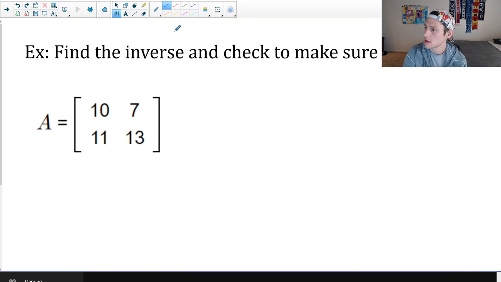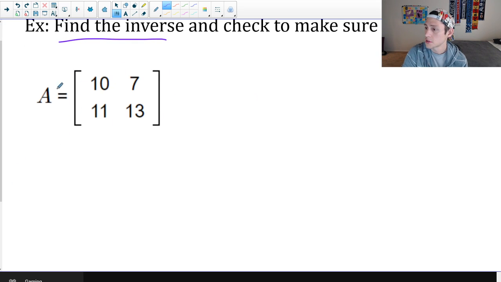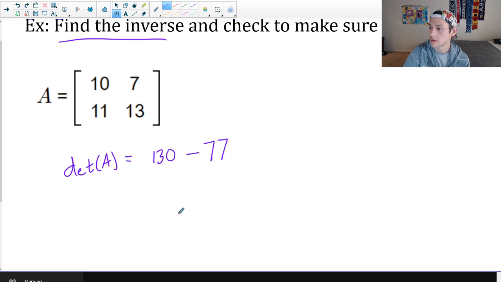All right, let's practice another one. So find the inverse. Okay, great. So the first thing I need is the determinant. So that would be 10 times 13, 130, minus 11 times 7, 77. That would equal 53. Is that right? Yes, 53.